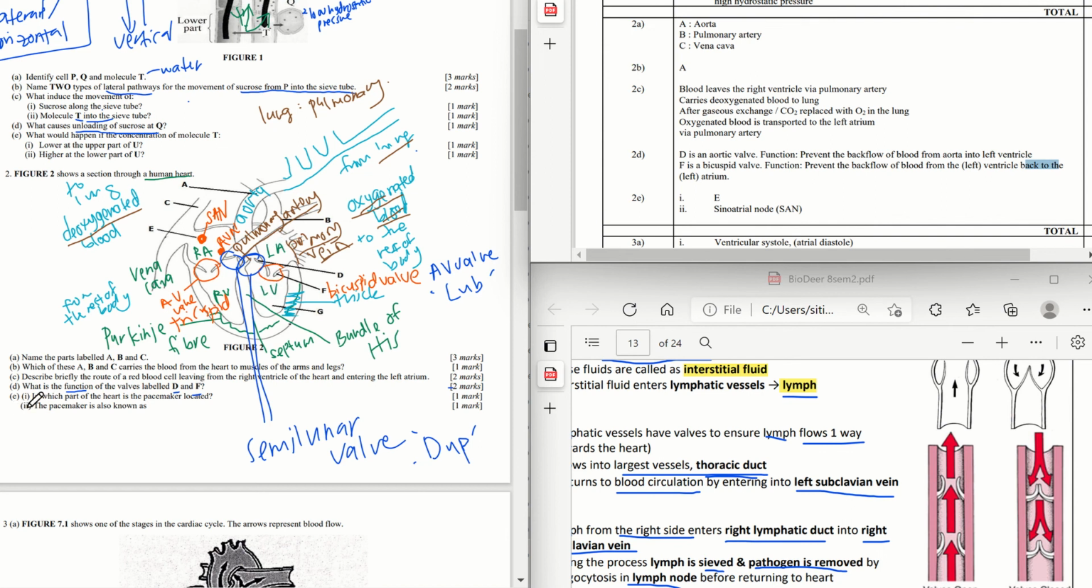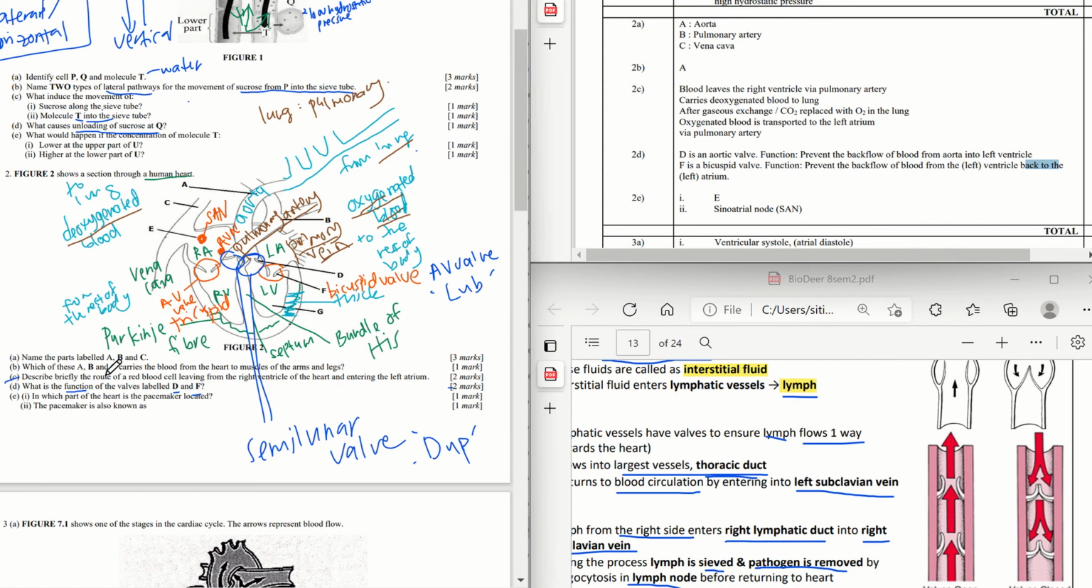Okay, so next E, in which part of the heart is the pacemaker located? Located dekat mana? Dekat area E. So jawapan dia E lah. The pacemaker is also known as sinoatrial node. Okay, ni apa ni? Soalan C.